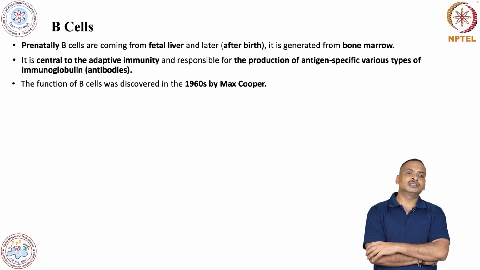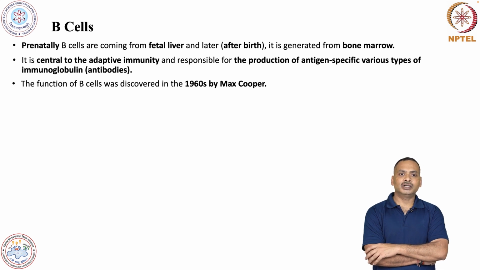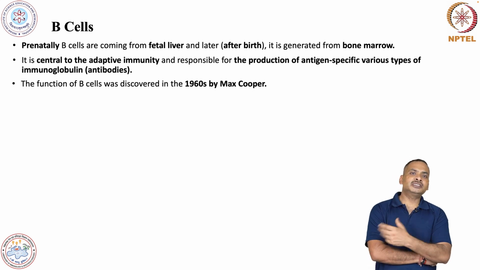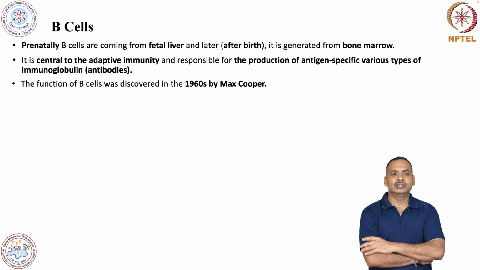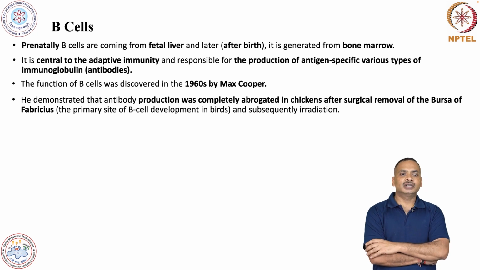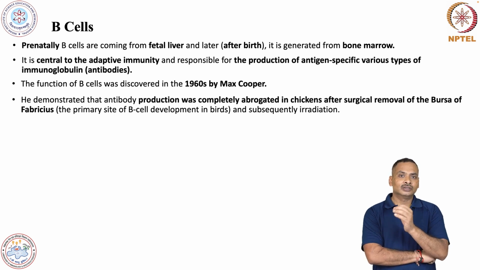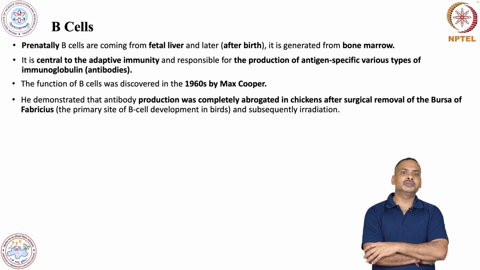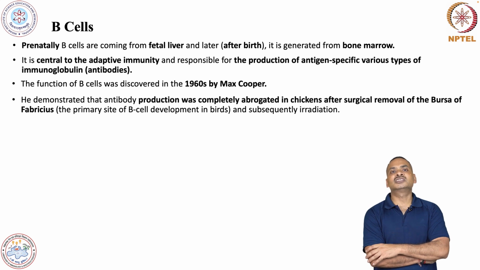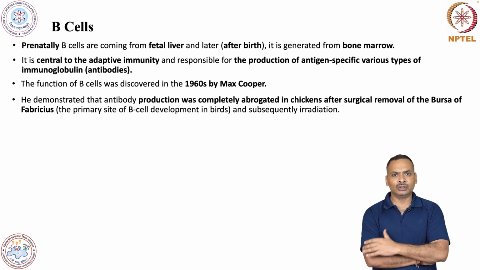The function of B cells was discovered in 1960 by a great scientist, Max Cooper, and the word B cell came after his work. He demonstrated that antibody production was completely abrogated in chickens after surgical removal of, if you remember, a specialized organ present in birds, which we call the bursa of Fabricius. He surgically removed it and irradiated the chicken, and then found that antibody production was severely reduced or almost completely abrogated.